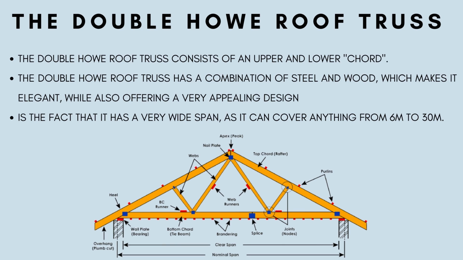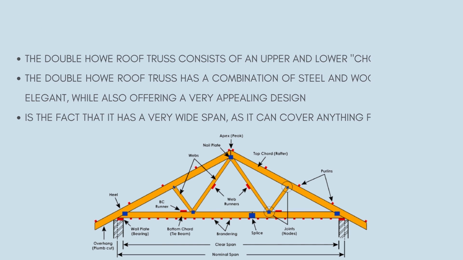There are many parts to this roof truss: we have the apex, nail plate, top chord, webs, runner, BC runner, heels, overhang, wall plate, bottom chord, bracing, splices, and joints. Together, all of these parts make a wider span possible, and it has a very strong structure.